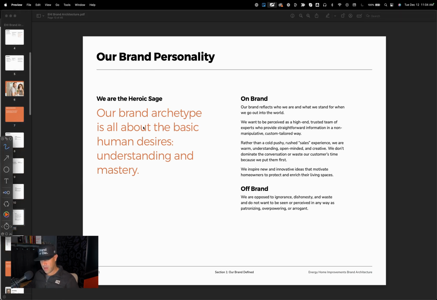And so oftentimes, whenever we score pretty high for one archetype and fairly high for another, I will do what I call brand archetype synthesis, where I'll take the characteristics of both brands, the primary, and then I'll weave in any of the secondary characteristics into that personality archetype that I think would be of value. Our brand archetype here is about 2 basic human desires, which is understanding and mastery, the heroic sage. That's a blend of the hero and the sage archetype.